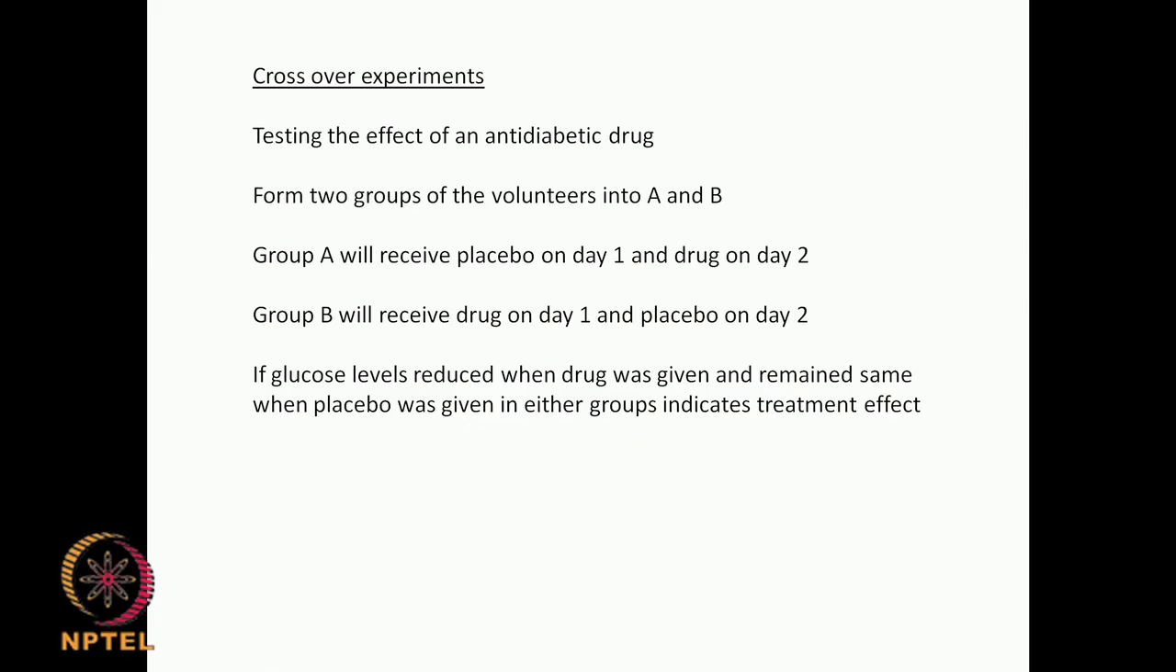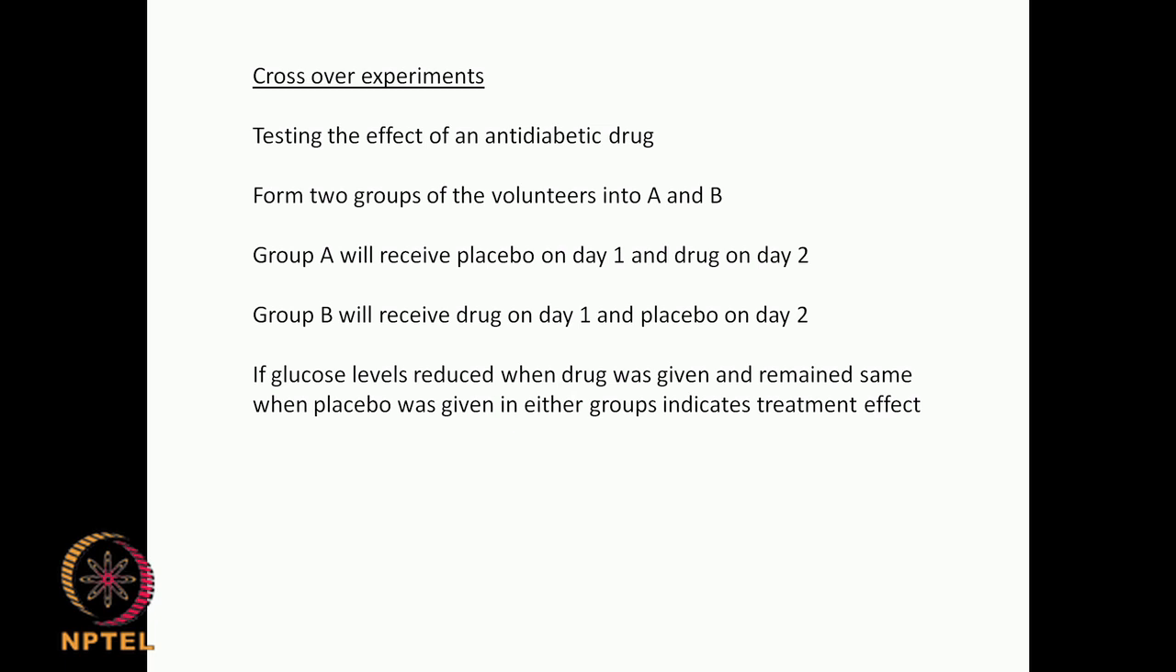Okay. So, crossover I talked about testing the effect. For example, I am testing an antidiabetic drug. So, I have two sets of volunteers, set A and set B. The group A will receive placebo on day 1 and then drug on day 2, whereas group B will receive drug on day 1 and placebo on day 2. So, if the glucose levels are reducing when the drug is given and remain the same when placebo is given in either group, then we can be very sure that there is an effect because of the treatment.